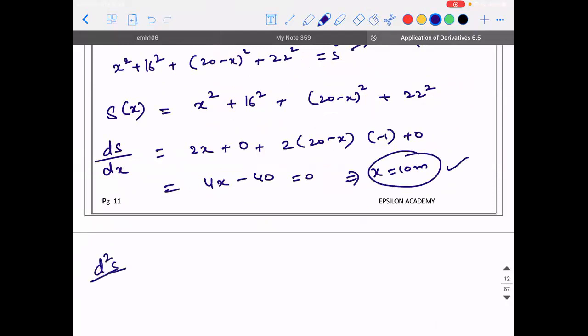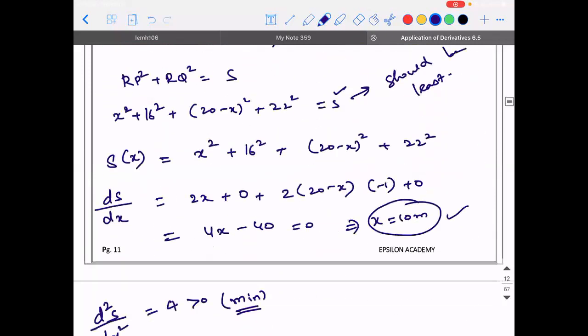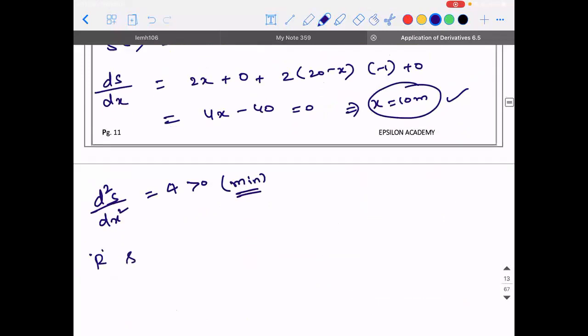So what is d square s by dx square? It will be 4, and 4 is greater than 0. Hence, 10 is the point of minima. But they ask what? On AB from A. So how much is the distance, guys? R should be at a distance of 10 meters from A.